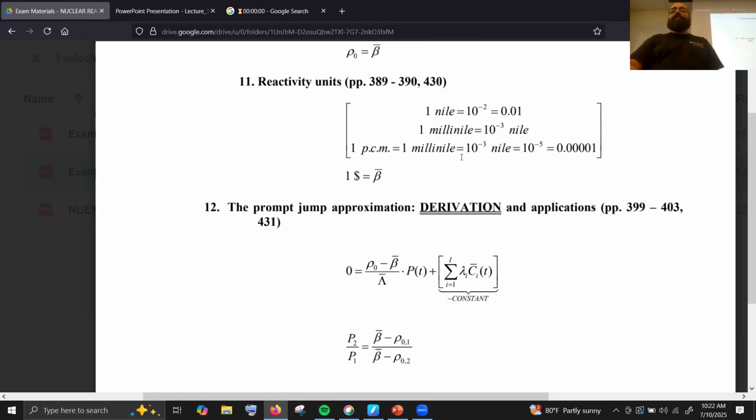And by the way, reactivity is technically dimensionless. So if on the quiz you said it was dimensionless, or if you use any of these funny reactivity units, you would get credit for it.